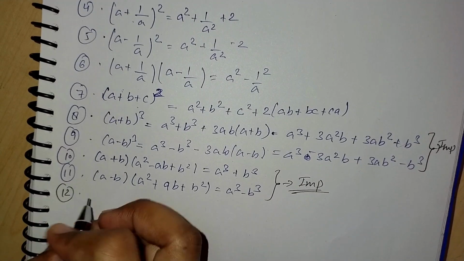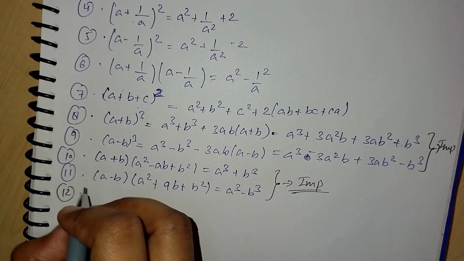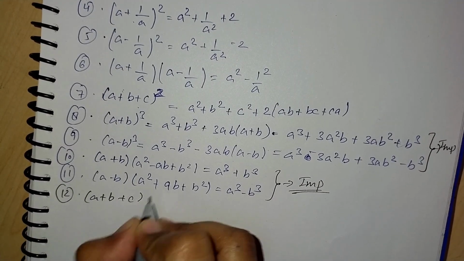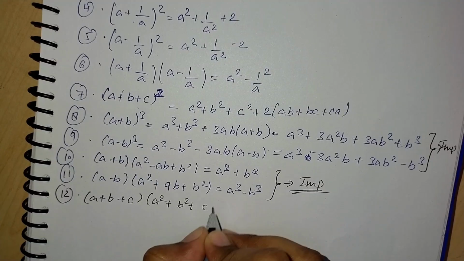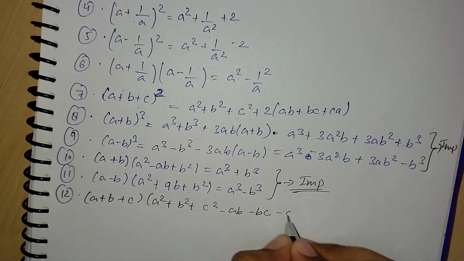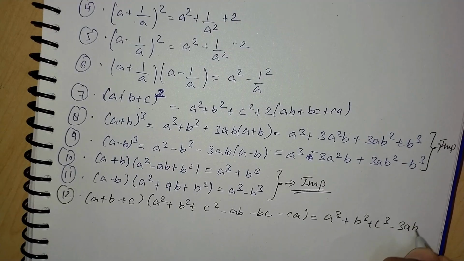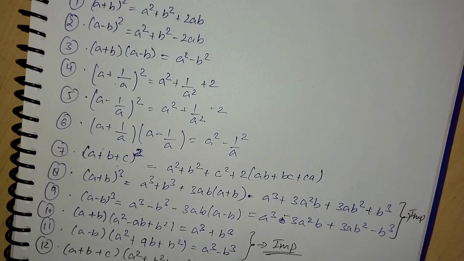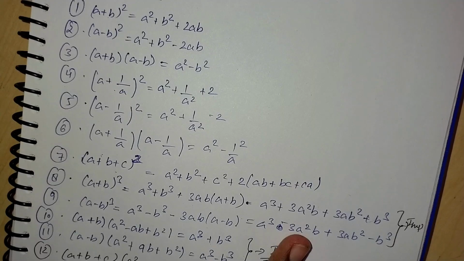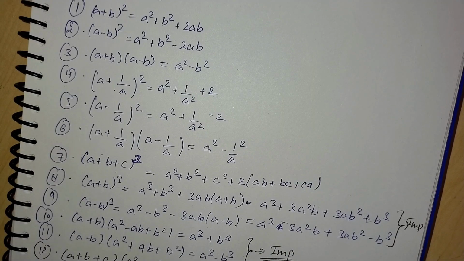Now the 12th part, which is also the most basic part of this exercise, is (a plus b plus c)(a square plus b square plus c square minus ab minus bc minus ca) equal to a cube plus b cube plus c cube minus 3abc. So these 12 formulas are very important, and these formulas are used frequently in this exercise 3.1.